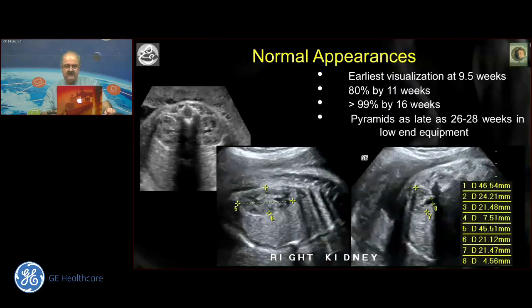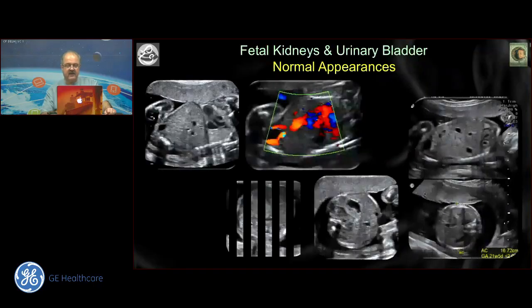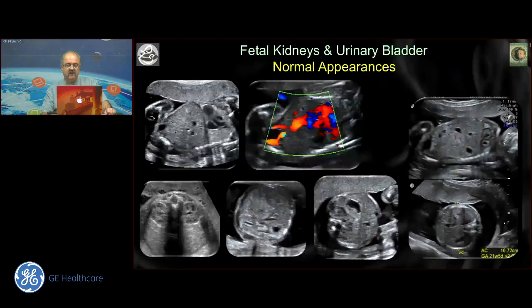Remember that the ureters are usually not seen in the fetus unless they are dilated. And the urinary bladder needs to be always confirmed as being the urinary bladder.